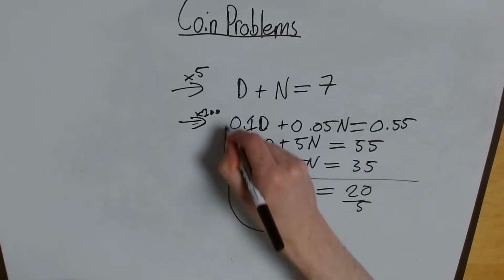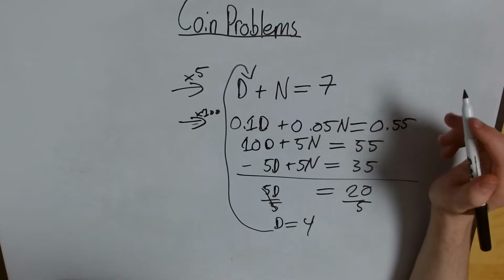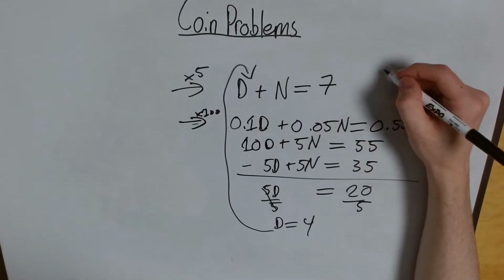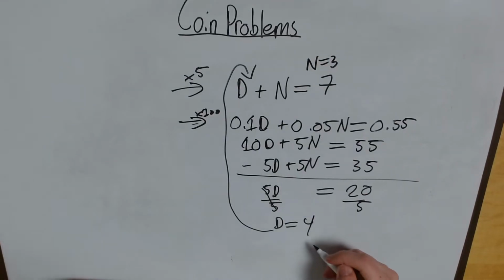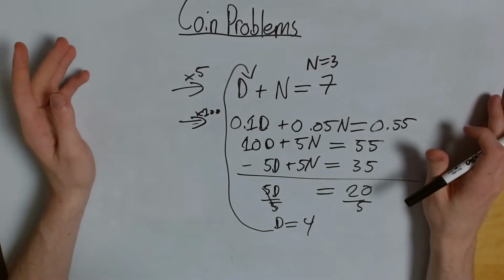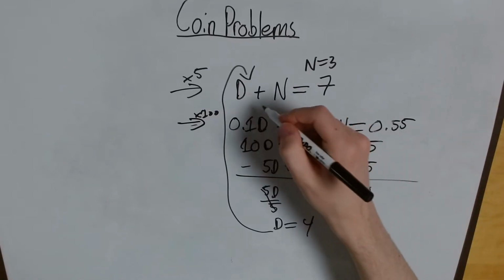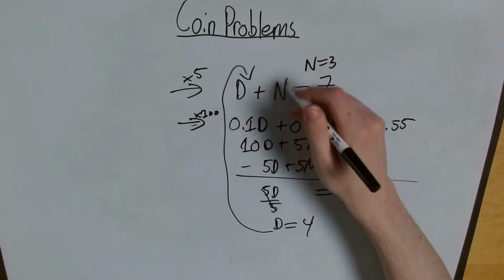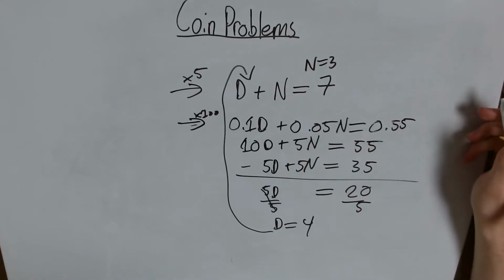I'm going to plug this value back into my original equation just because this is the simplest equation of the two. And I find that n equals 3. So I have 4 dimes and 3 nickels. All right, so important things to keep in mind. We had to find a way to cancel out one of our variables. We did that by playing around with the coefficients.